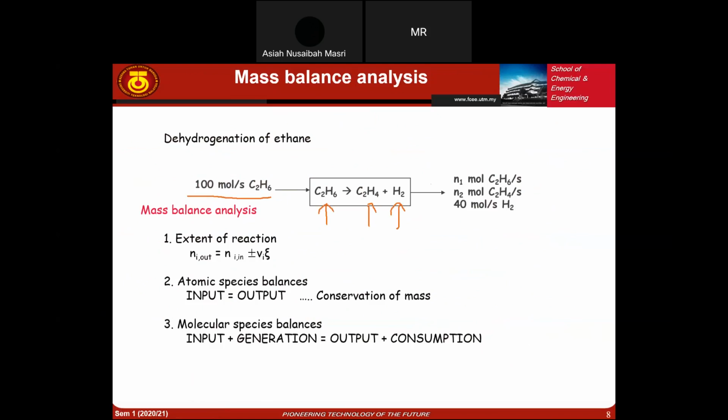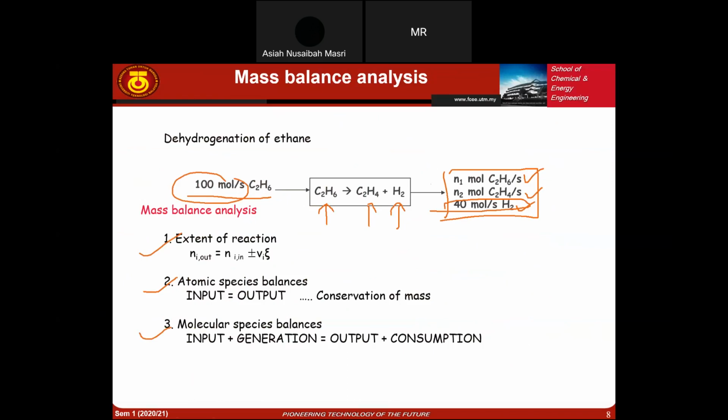So after the reaction, we will get three components. The first one will be the unreacted material, which is C2H6, the excess of the reactant. Then we have the products, which are C2H4 and also hydrogen. Let's say we already know that the input is 100 mole per second, while for the output, we only know hydrogen, which is 40 mole per second. So we can use either approach: we solve using extent of reaction, atomic species balances, or molecular species balances.